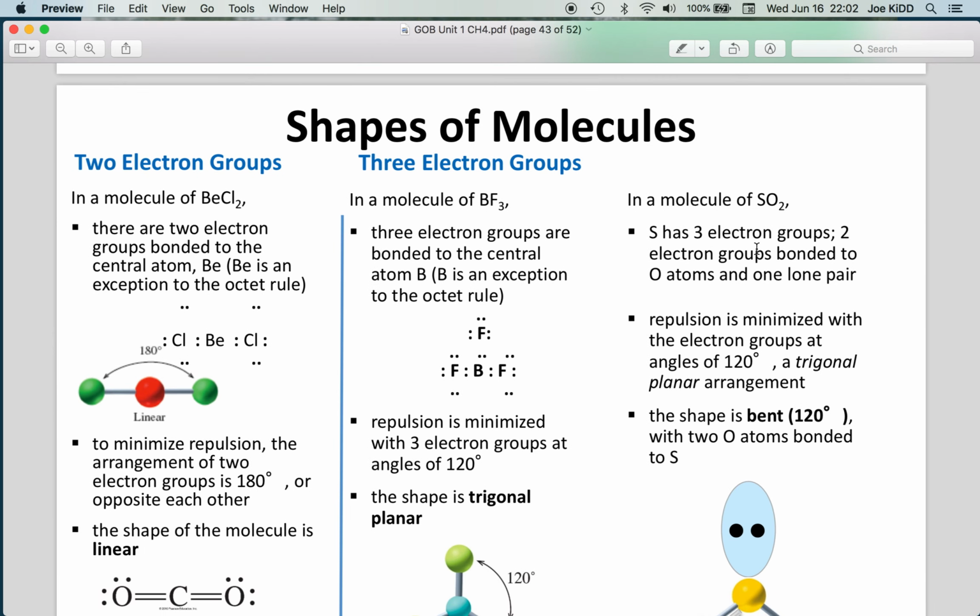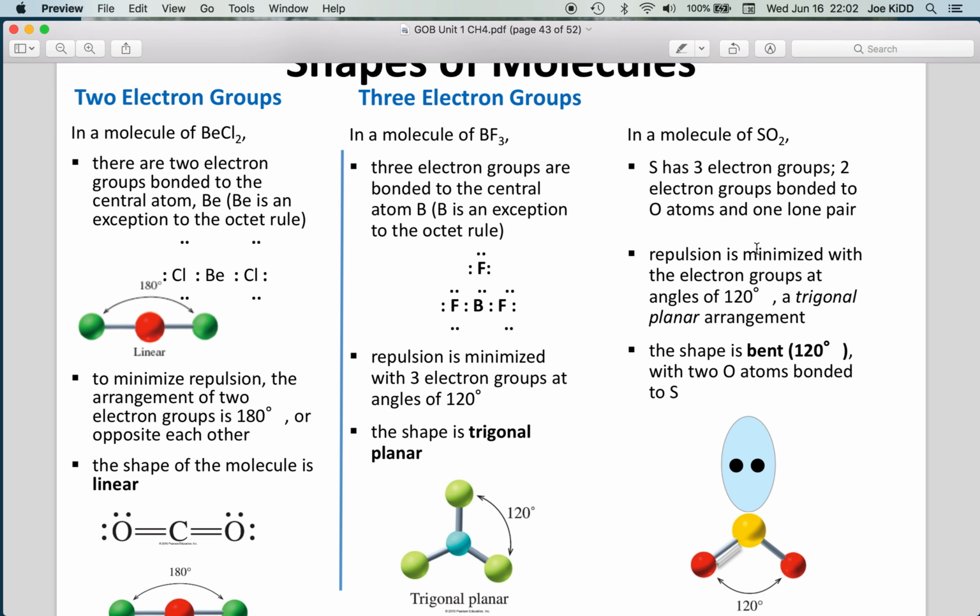So in your resources slide, I have a whole extra, more in-depth, a lot more example VSEPR theory mini lecture that you can look at as well. But we're going to go through the basics here.